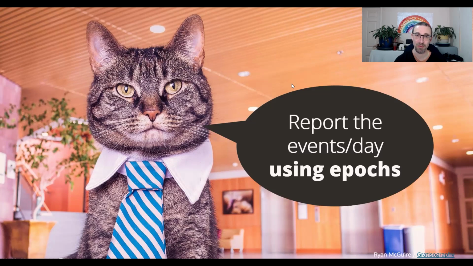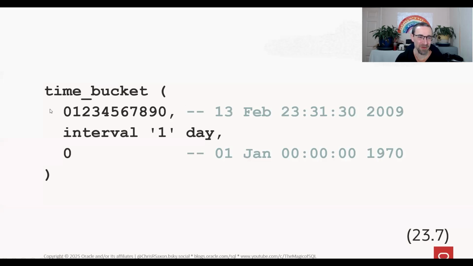So one of these is working with epochs. If you're not familiar, epochs are the number of seconds since the 1st of January 1970, which was chosen as the dawn of time for computing, right? So what we can do is we can have time bucket. The epoch 1234567890 is the 13th of February in 2009, 23:31:30. We can use this to get that epoch start as a number. So 0 is just the very start, midnight. So we know that's a valid start. And that allows us to work with epochs as well.